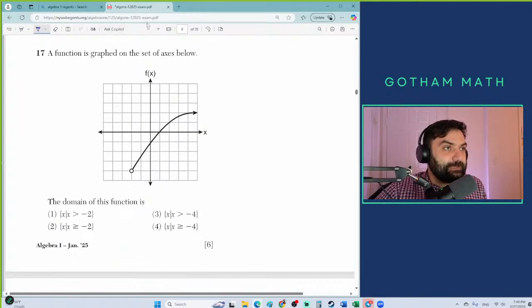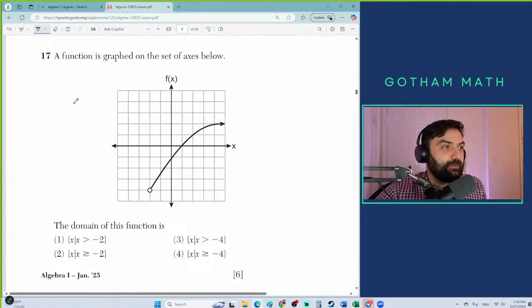Number 17. A function is graphed on a set of axes below. So this is the graph. The domain of the function is the x values of the function. So where does it start in terms of the x values? It starts at -2, and it goes forever to the right. This arrow indicates that it's going to go forever to the right, which means that it's not going to end. It's going to be just greater than -2.